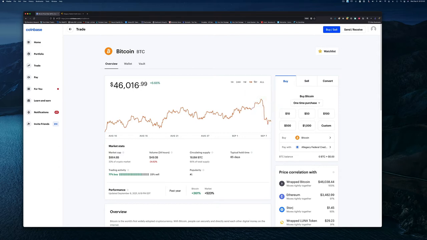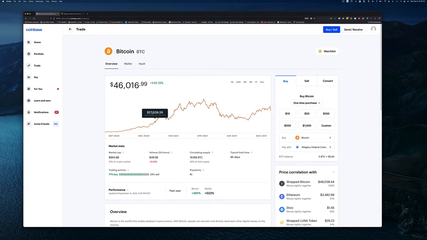So this is why I say the crypto market is very volatile, and this is really playing around. And a year ago, exactly September 11th last year, you could have gotten Bitcoin for $10,000.